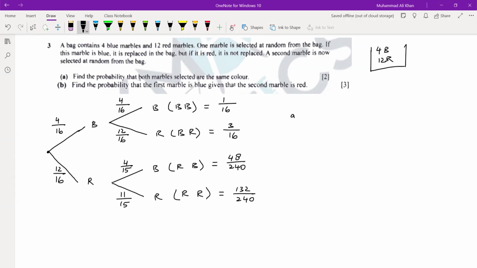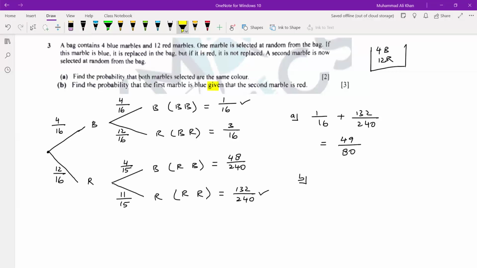Now, in the first part, this is the tree diagram. Find the probability that both marbles selected are of the same color. It means the first branch and the last branch. So 1 over 16 plus 132 over 240. So the final answer is 49 over 80. And after that, in the B part, find the probability that the first marble is blue.